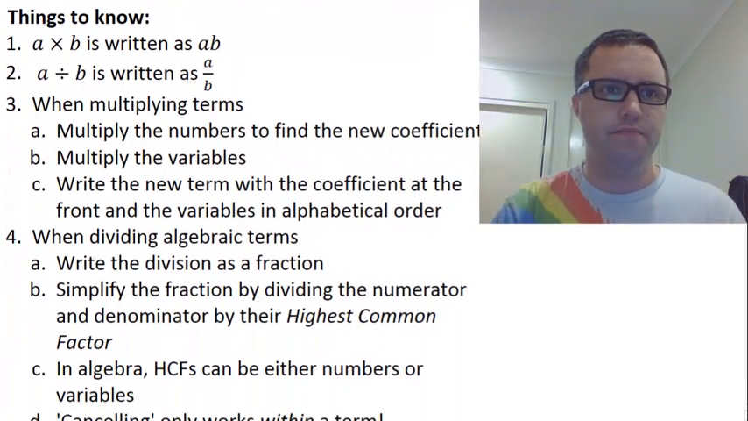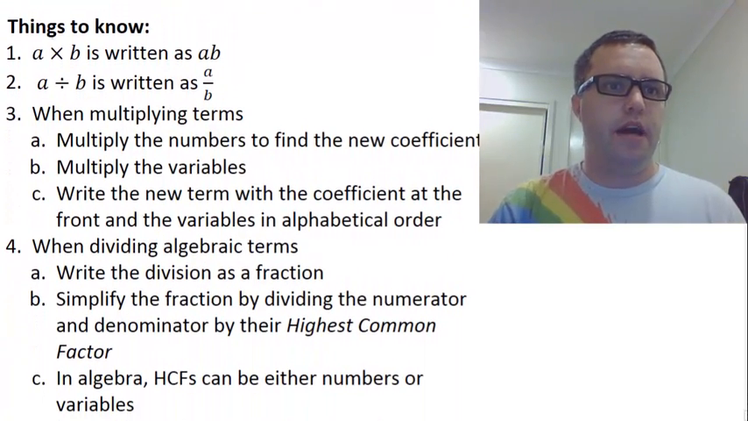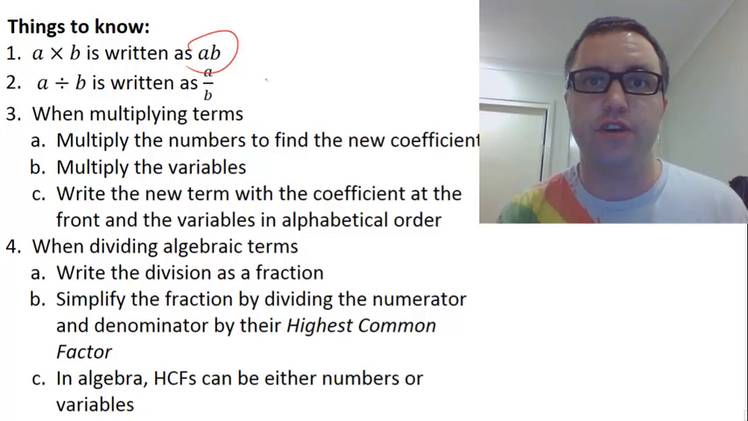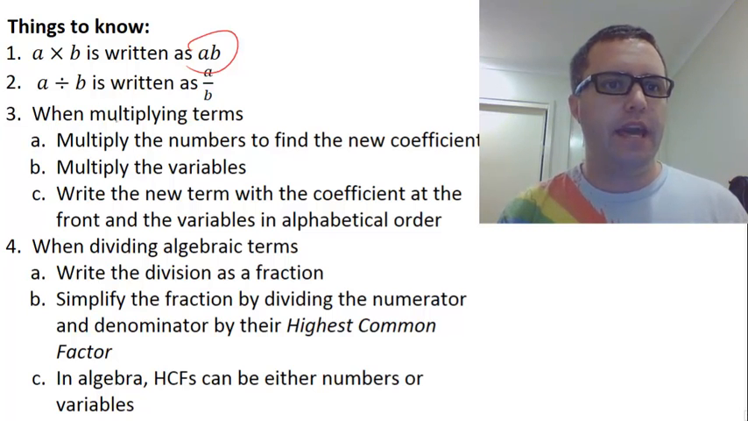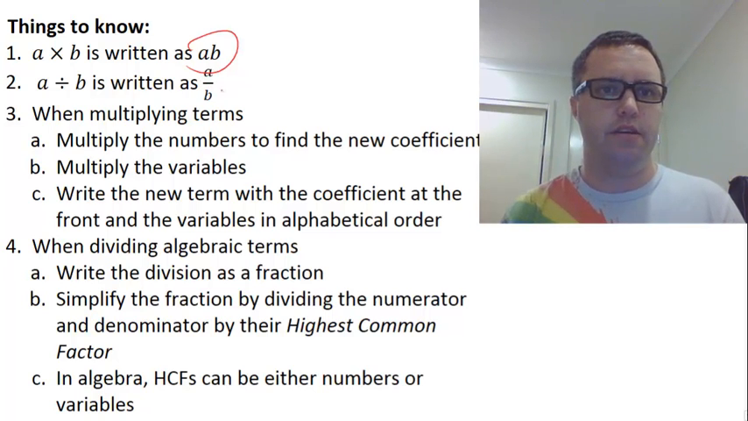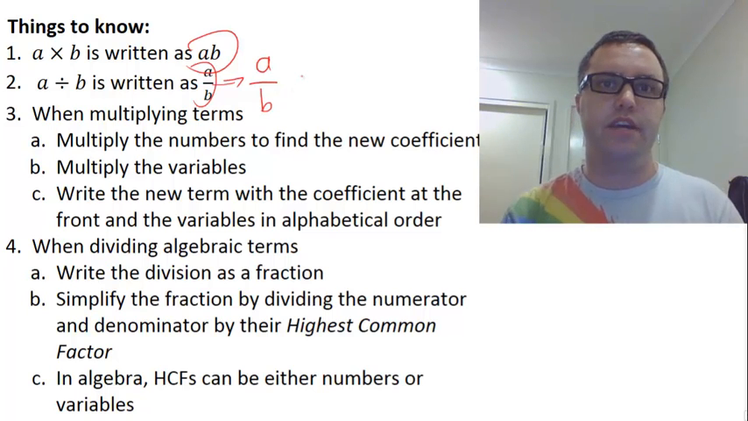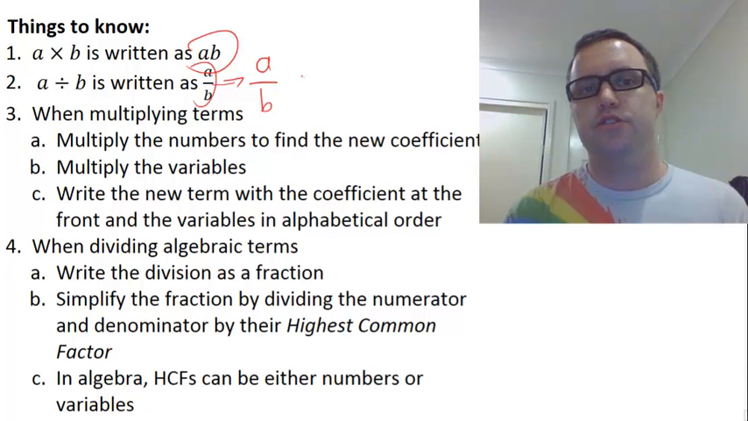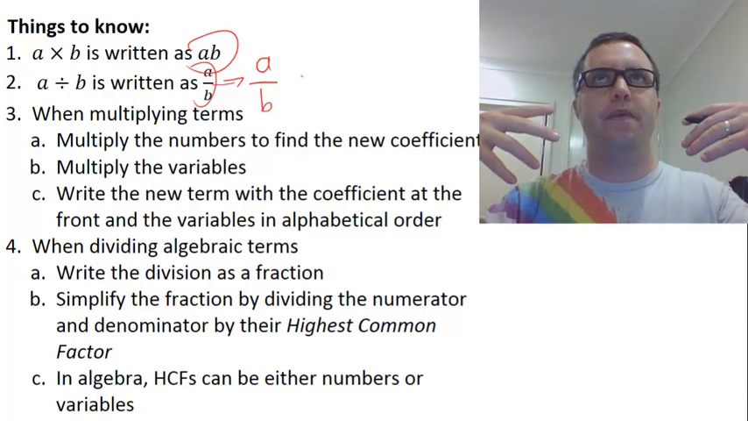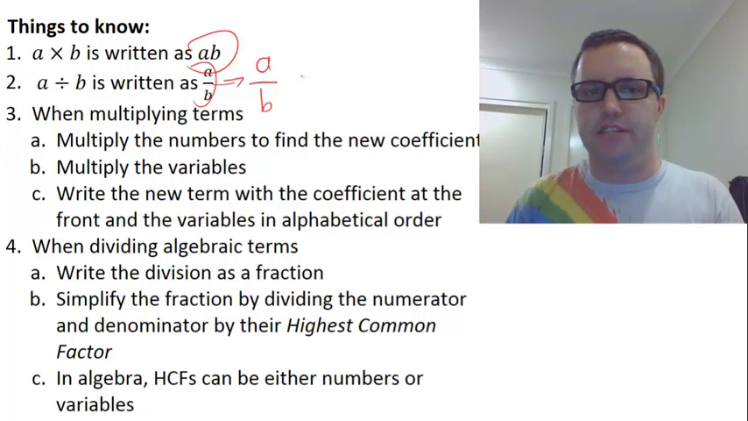Things to know: A times B is written as AB. Remember, we try to get rid of our multiplication signs if we can in algebra. And A divided by B is written instead as A over B. I'll write that out here: A over B. We're getting rid of the little division sign. Probably a good thing, because if you move to this new way of doing things, your order of operations will get so much easier.